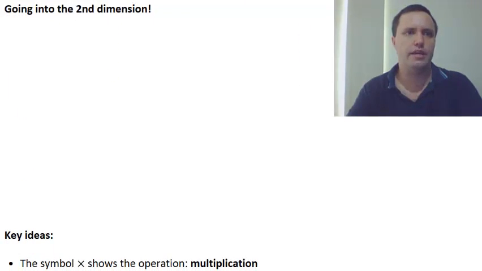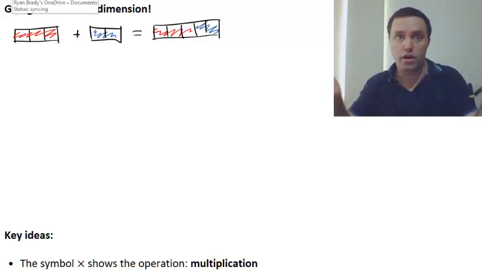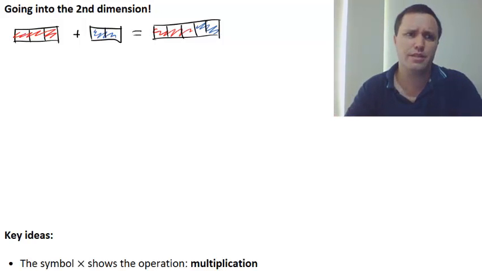Okay, so going into the second dimension. When we're adding numbers together, if I've got 3 blocks and add them to, say, 2 blocks here, I would have the 3 plus the 2. Let's say the 3 is red and the 2 is blue. So I just chuck them together, and I've got a line of blocks now. Not really a big surprise.